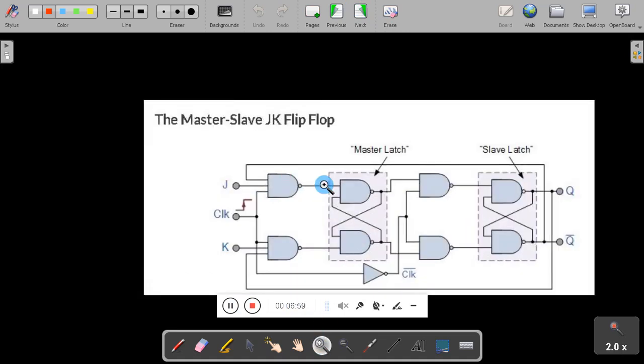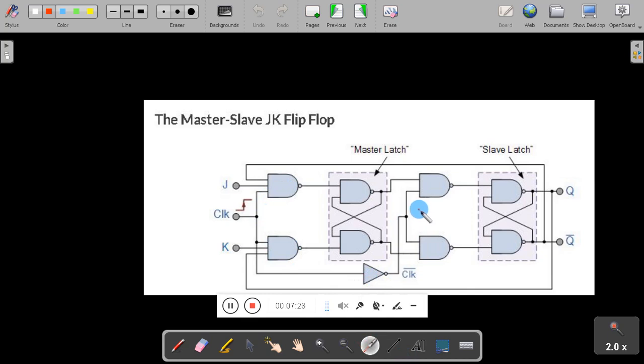Now the question comes, why do we need two flip-flops? Here two flip-flops are connected. One is called the master, and the other is called the slave. Master works during the positive cycle. Here you can see the clock signal is connected to the master, and the same clock signal goes through an inverter and is connected to the slave. So master works during the positive cycle and slave works during the negative cycle.